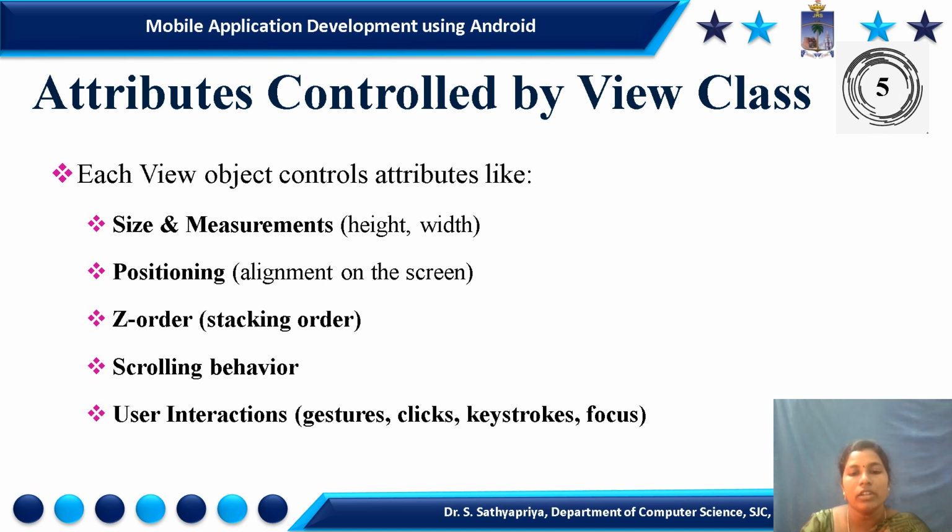Z order controls the stacking order of views, which means elements appear on top when overlapping. Scrolling behavior enables scrolling inside views like a list view or text area. User interaction handles gestures, clicks, focus, and keystrokes. So these are the major key attributes of a view class.